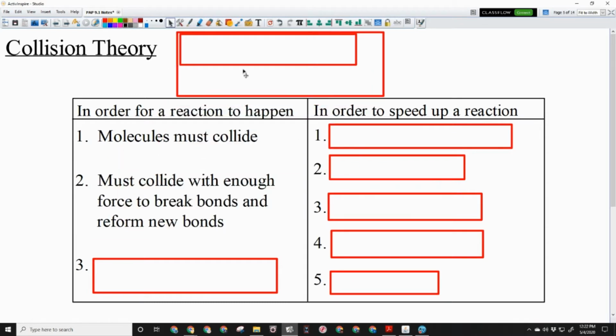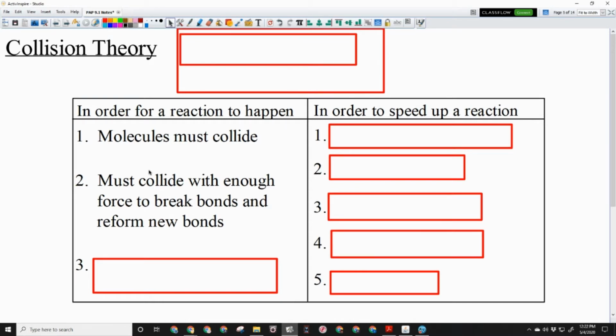Okay, the next requirement is that they must collide with enough energy to break the bonds and reform new bonds. So when they collide, they must collide, but when they do, they have to have enough energy to actually break bonds and reform new bonds. Okay, and we look at that like striking a match. Those chemicals that are in the tip of that match are touching each other, right? They're colliding, but they're not colliding with enough force to break the bonds. So we have to put some energy into that chemical to make it react.